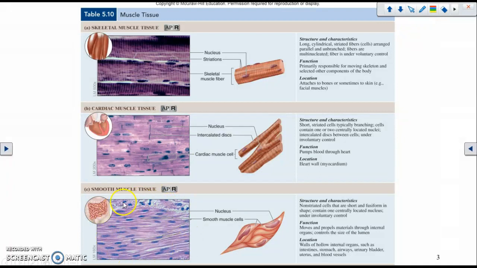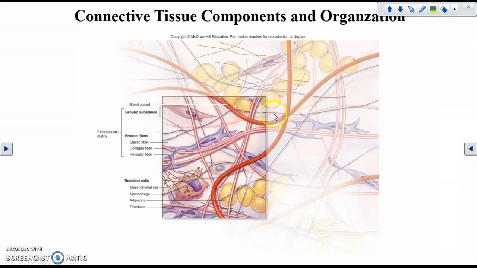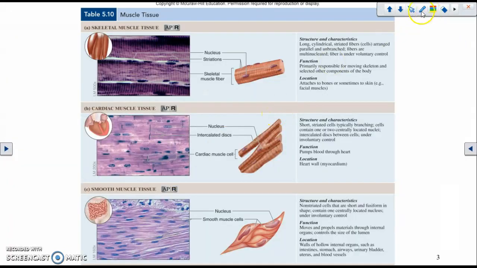Now, smooth muscle tissue, folks, again, is in organs, and if you can see here, you can see that they look like spindle shape. Spindle shape means it actually looks like this. Okay, so that's actually the shape of smooth muscle.